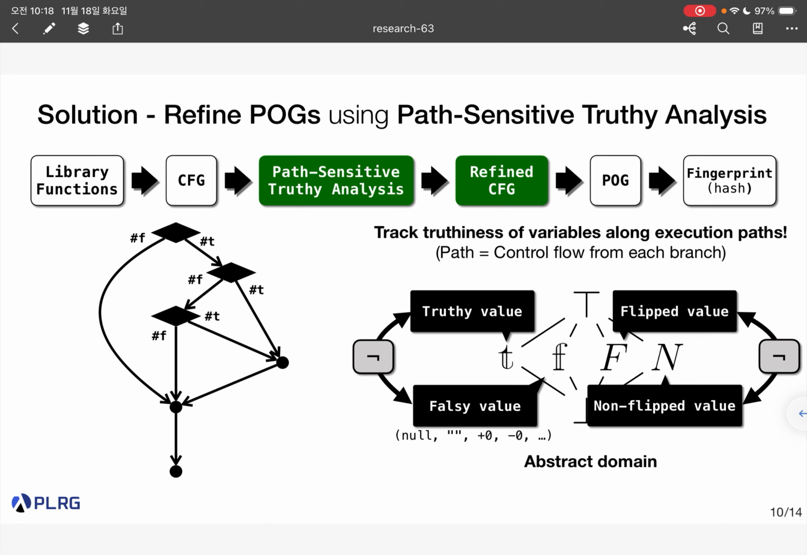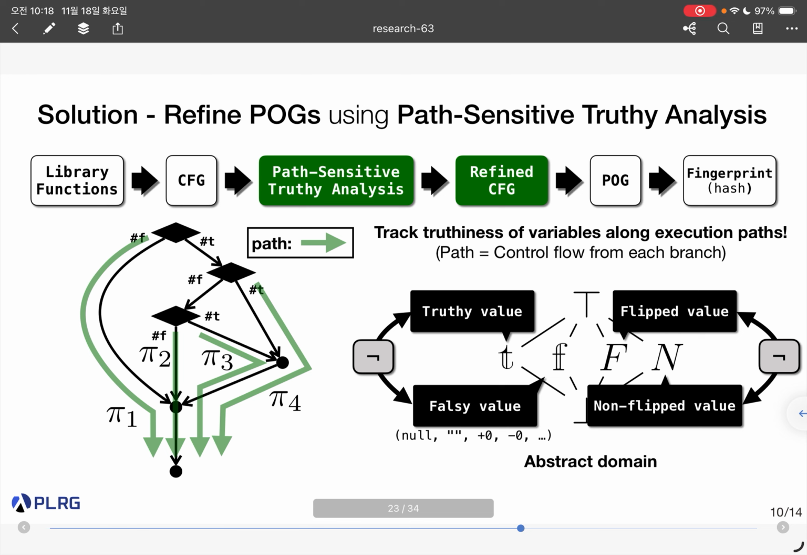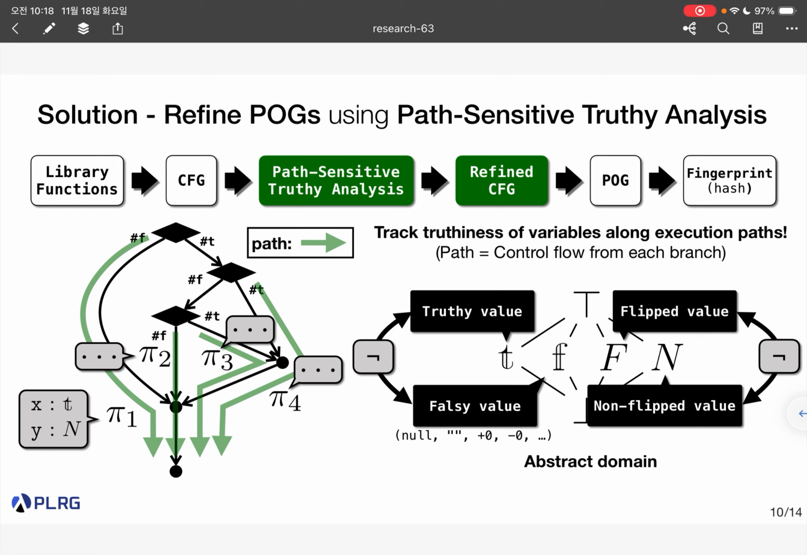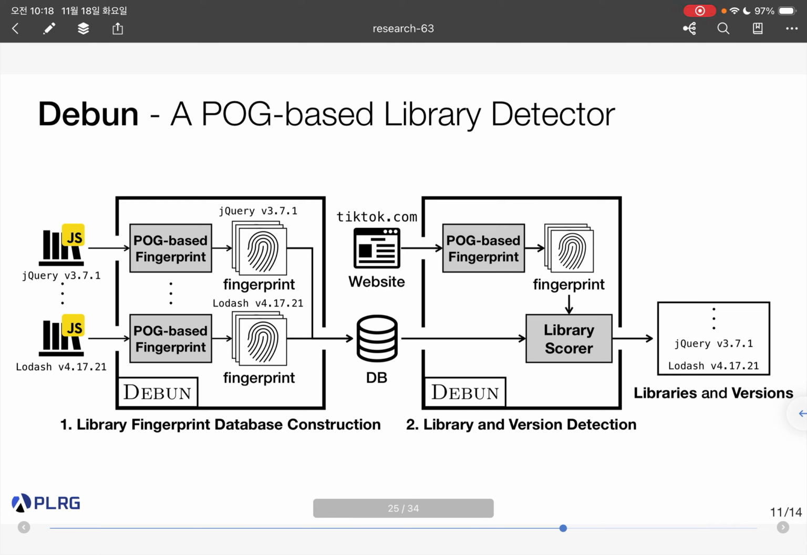In this left side example, there are 4 paths, and each path has an environment that maps each variable to its abstract value. Based on these analysis results, we can refine our POG and solve the problems shown in the previous slides, making the POG more consistent. The detailed refinement process will be explained in the research paper.